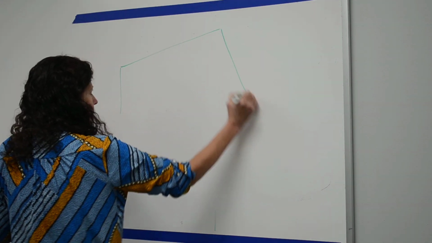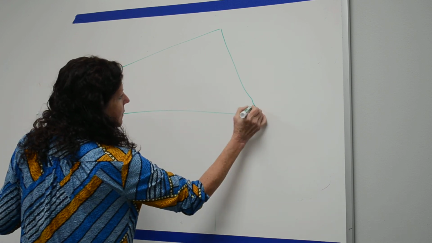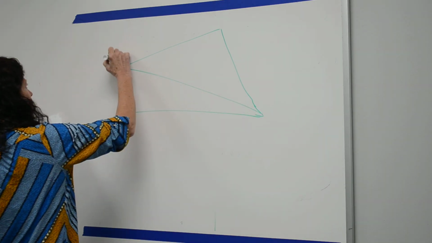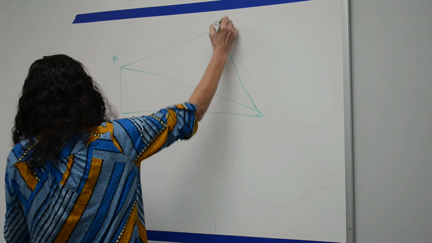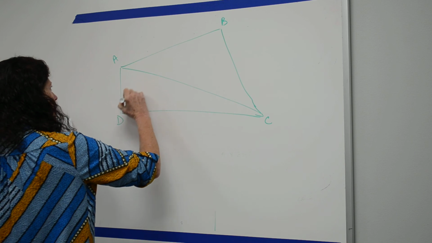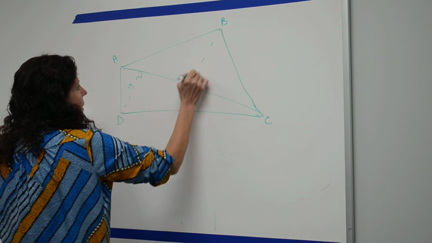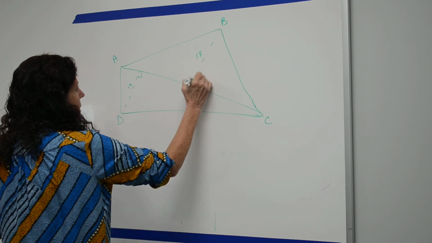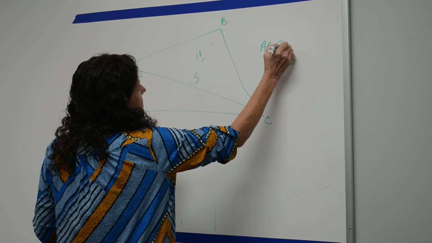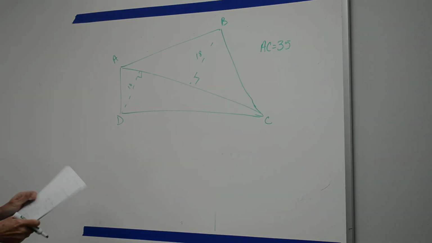So again, you want to stop the video and then come back to it after you've gotten your answer. Okay, and you also know that AC equals 35. So go ahead and work it out, pause the video, and then come back and you see me work it out.